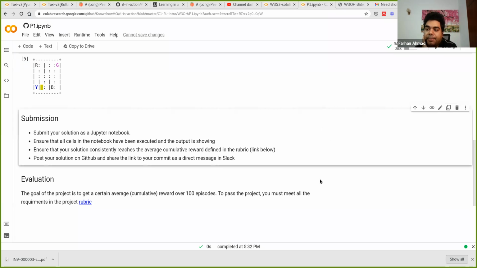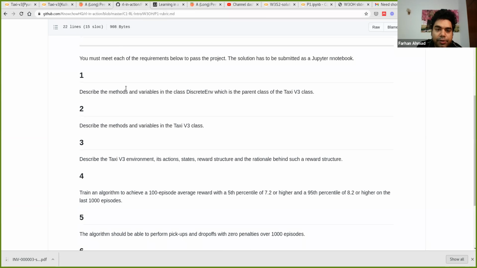I'm here to clarify the rubric items and everything, but probably it is a bit too early right now to be looking at the rubric items. The first step would be to just explore the environment. If you look at the rubric, then obviously the first 2 points right here actually ask you to describe what the discrete environment class is, what the taxi v3 class is, how they are structured, what the different methods are doing, what fields are present. So anyway, you have to do that deep dive.